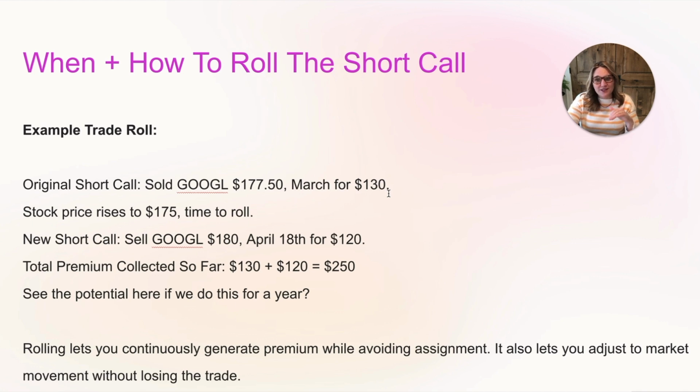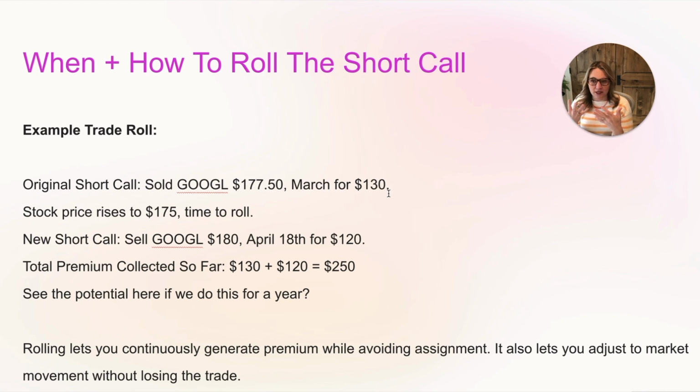If the stock price rises to 175, it's getting very close to our 177.50 strike price. So we would get a stock alarm because we would have set that up in advance, and we would know it's time to roll. So then we would roll. So what would we do? Let's just put an example in here.